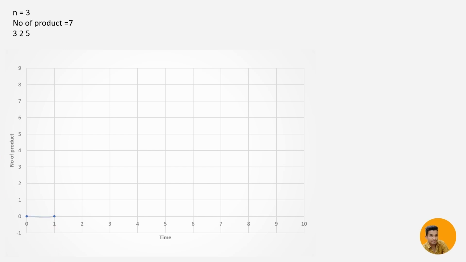Then at t equal to 2, how many products can you make? You can make only 1 product. Then at time equal to 3, how many products can you make? So at t equal to 3, this machine can make 1 product, and this machine will make 1 product. So in total, we can make 2 products, right? So at time equal to 3, we can make 2 products.